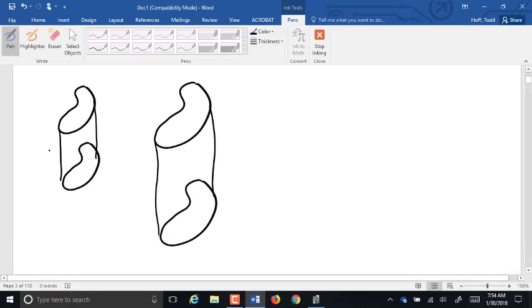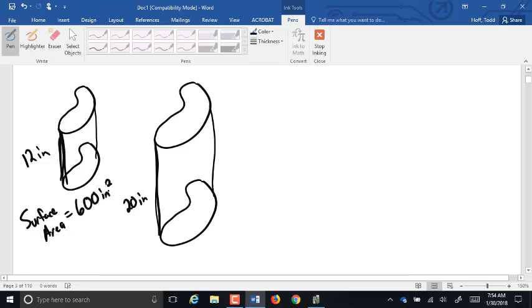So let's say that this shape here, this height right there, is 12 inches. On this one here, it's increased to 20 inches. Let's say the surface area on this small one is 600 square inches. I want to find the surface area on the large one. Well, it's still an area.